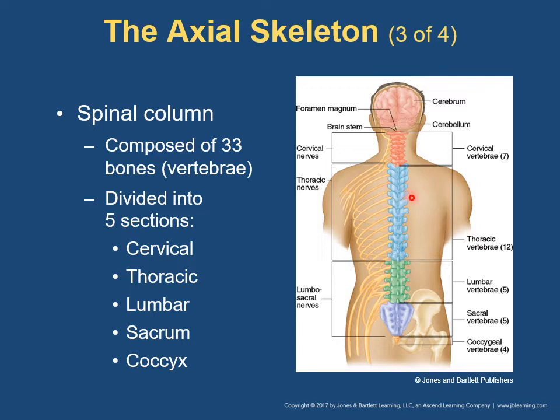Then you have the thoracic spine. That's going to be your upper back here. You have 12 of those. Those are numbered T1 through T12, and 1 pair of ribs is attached to each of the 12 vertebrae.